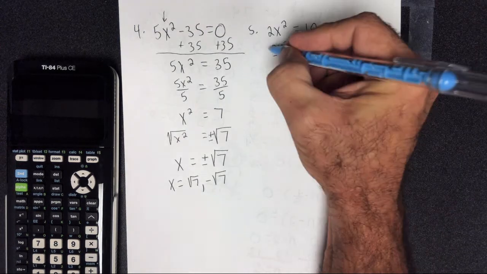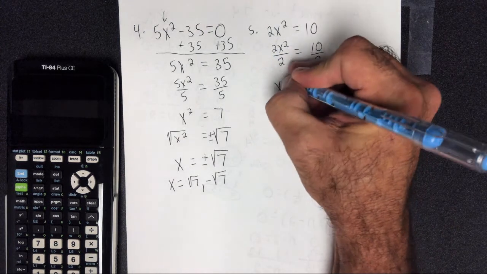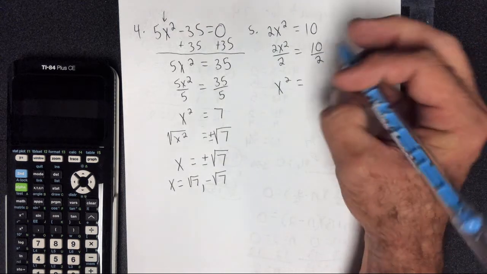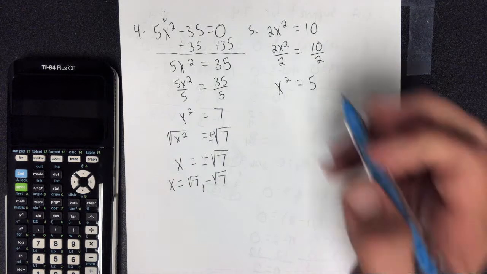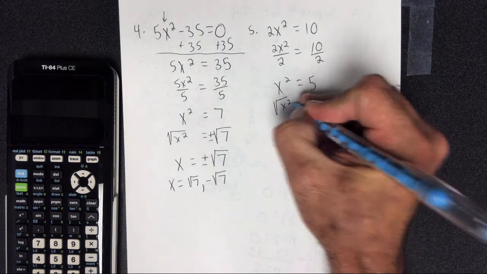So look here, those 2's cancel. You get an x squared. 10 divided by 2 is 5. So we're at the same point we did over here. X squared is by itself. So take a square root of both sides.